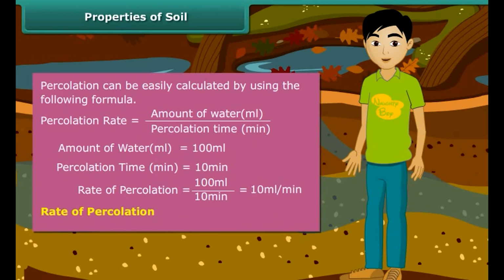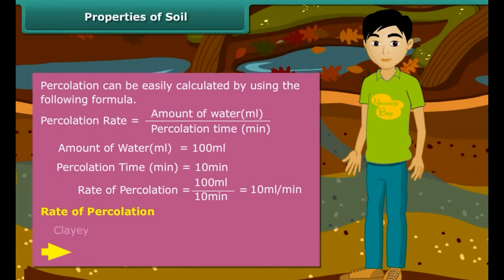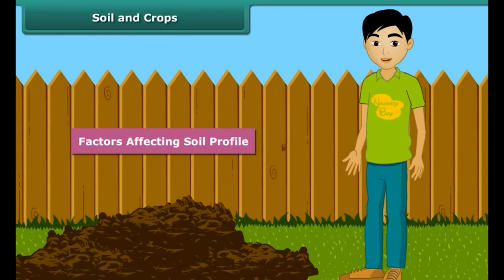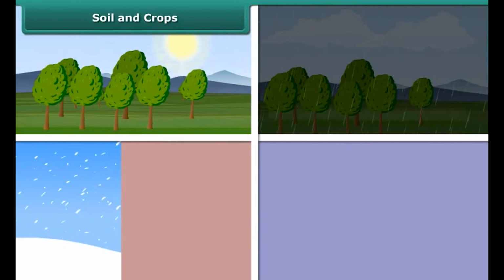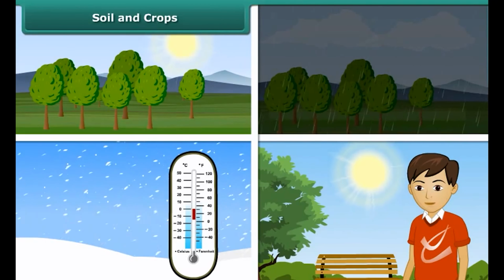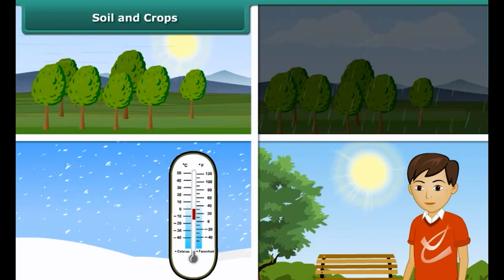Rate of percolation is different for different soils. Sandy soil can absorb more water than clay and loamy soil. Soil and crops. Soil profile is affected by wind, rainfall, temperature, light and humidity. These factors determine the type of vegetation grown in that region.